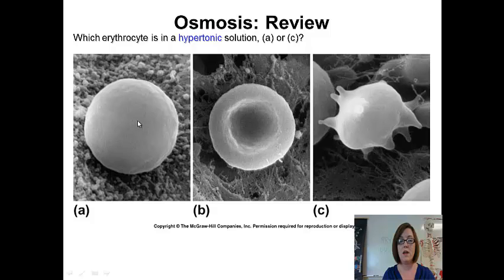The cell in panel A was placed in a hypotonic solution. If you put red blood cells in water, they would eventually get real big and spherical like this and then eventually explode. So this is a red blood cell in a hypotonic solution. The water's coming into the red blood cell because if you put a red blood cell in water, there's no solutes in the water, right? So the water will go from a low solute concentration to a high solute concentration. Water will go into the cell.